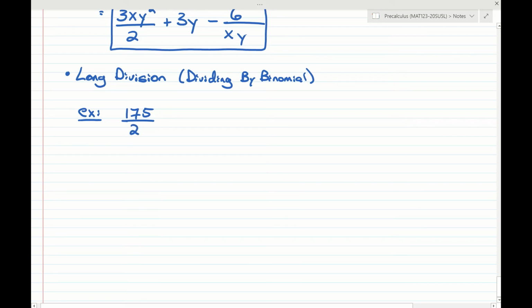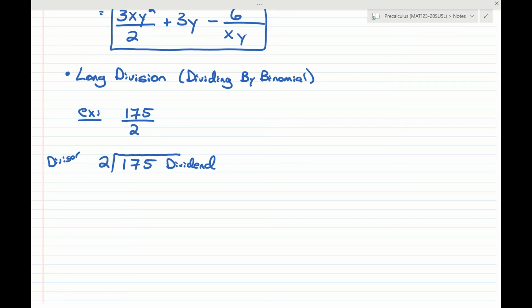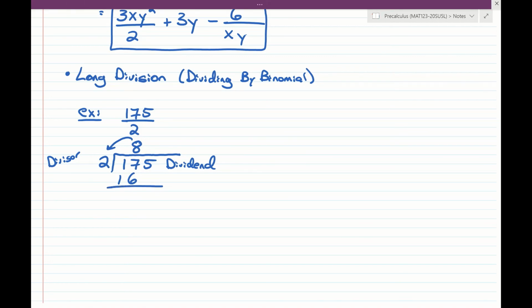So let's say we just had 175 divided by 2. What you would do, you would write it like this, where you have your dividend and you would have your divisor. You're dividing by 2. And we say that 2 doesn't go into 1, but it goes into 17. And 2 times what number gives you 17? 8 gets you close, and then you do 8 times 2 to get 16. We always subtract these numbers.